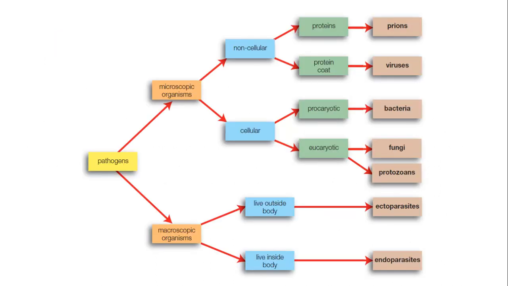If we look at the word pathogens, we can break them into two main categories, microscopic or macroscopic. So we're talking about microscopic, something we cannot see with the naked eye, and then macroscopic, things that we can see with the naked eye, and then we can see how they break down further on that chart.